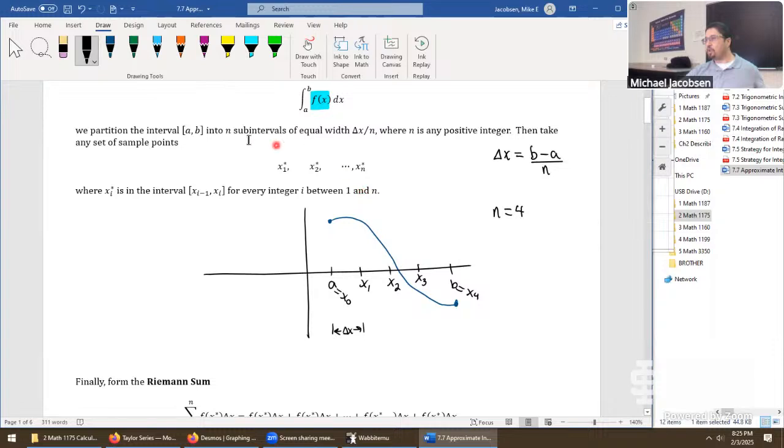So we've done the part where we partition the interval into n subintervals of equal width delta x. The next thing that's kind of weird here is the sample points, x1 star through xn star. They could be anything whatsoever. They just have to be within each one of these intervals, is what's mentioned here. So let's pick out some xi stars. First one could be right here.